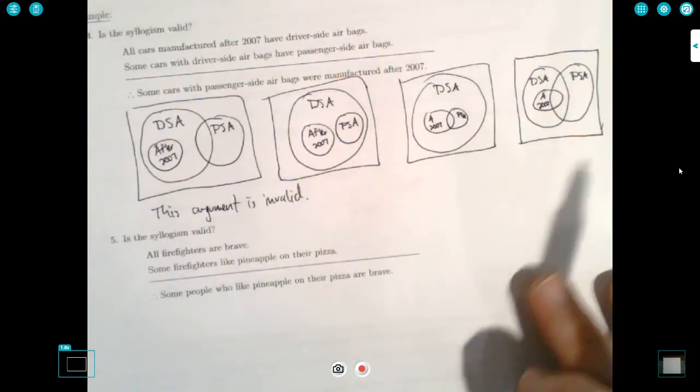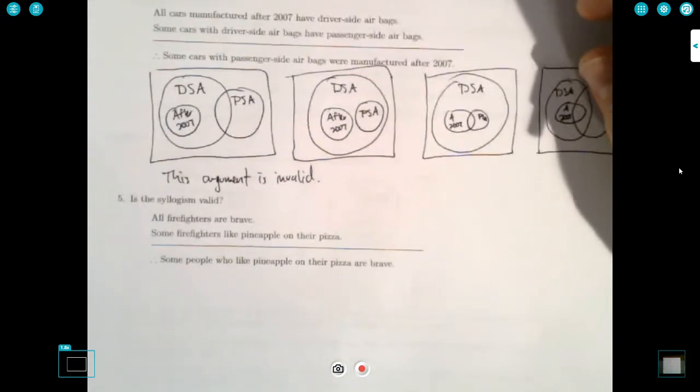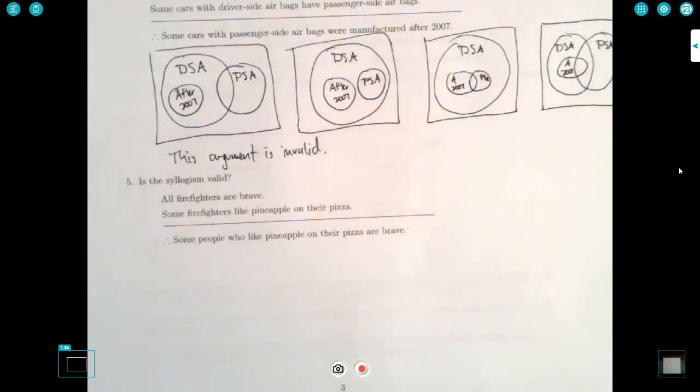Okay, one more. This one says, is the syllogism valid? And it goes, all firefighters are brave. Some firefighters like pineapple on their pizza. Therefore, some people who like pineapple on their pizza are brave.